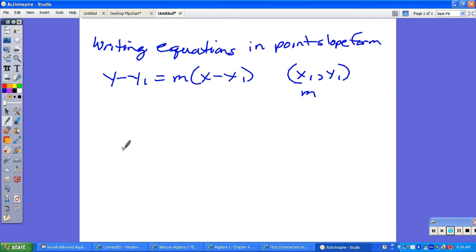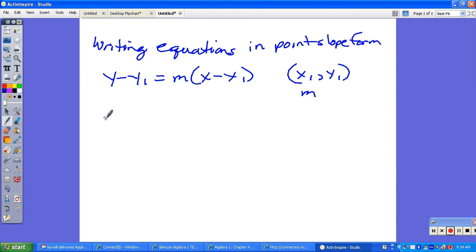So basically what's going to happen is when we did this previously, we substituted into the equation for slope intercept form. Now we're going to plug it into point slope form, and you're going to find this one is much easier, I think, for a lot of you. So let's jump right in and let's do example 1.